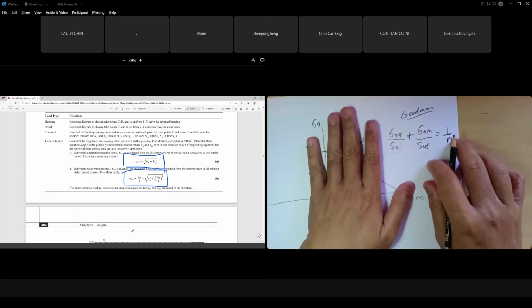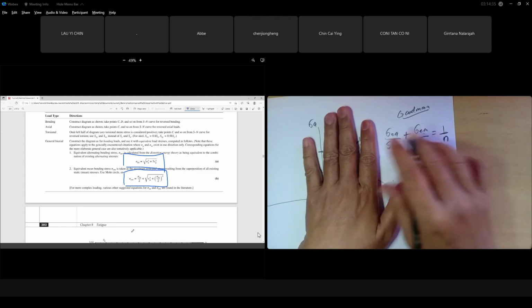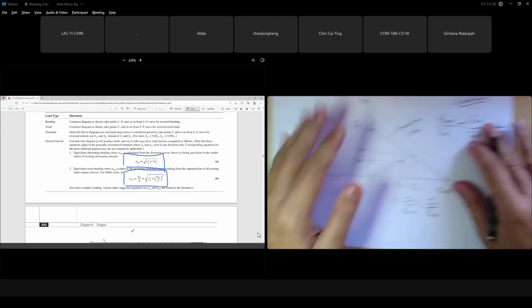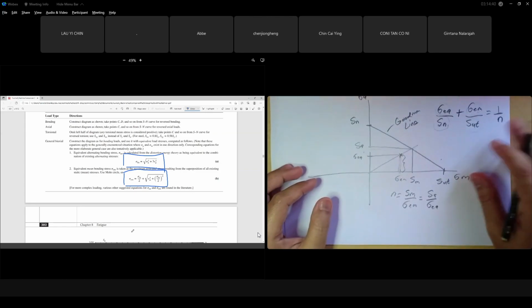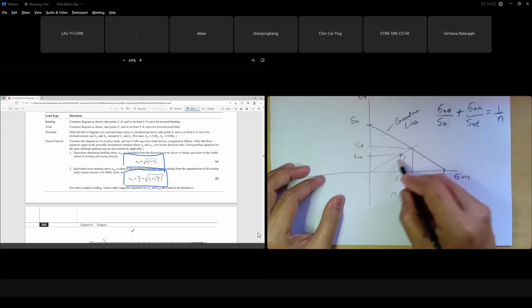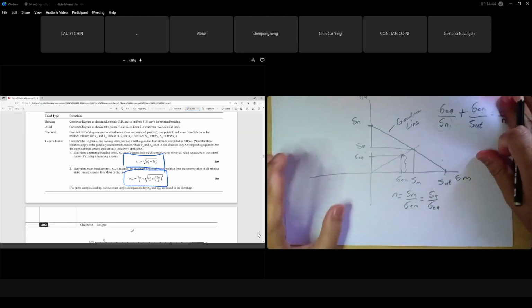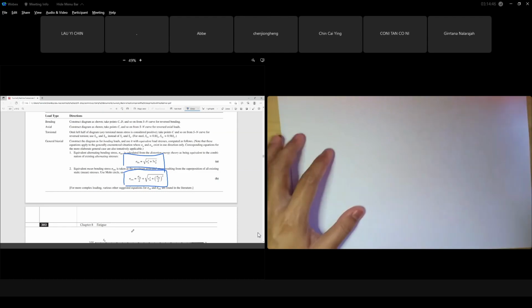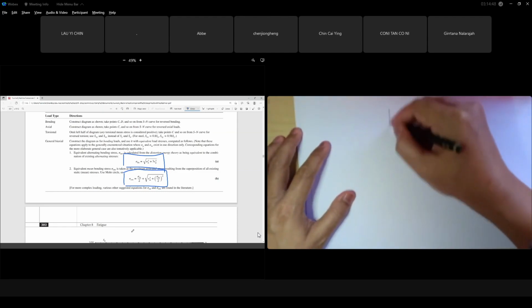This is if you don't want to use the graph, use the equation directly. But the disadvantage of using the equation is that sometimes you cannot see your point. Where is your point? It is this one. You can see.